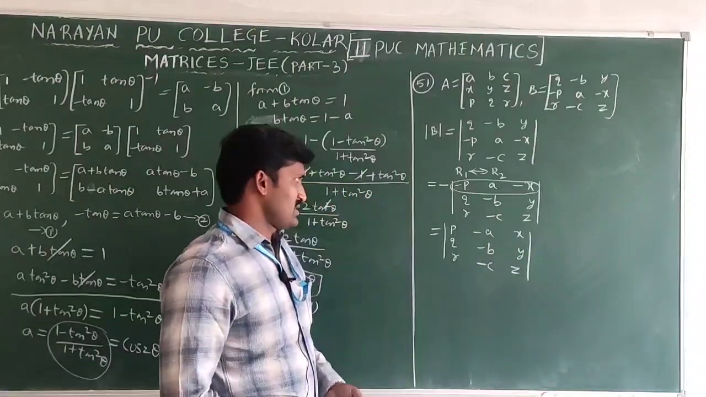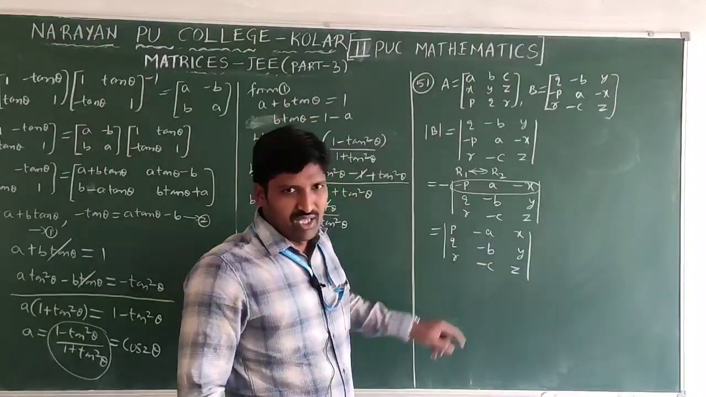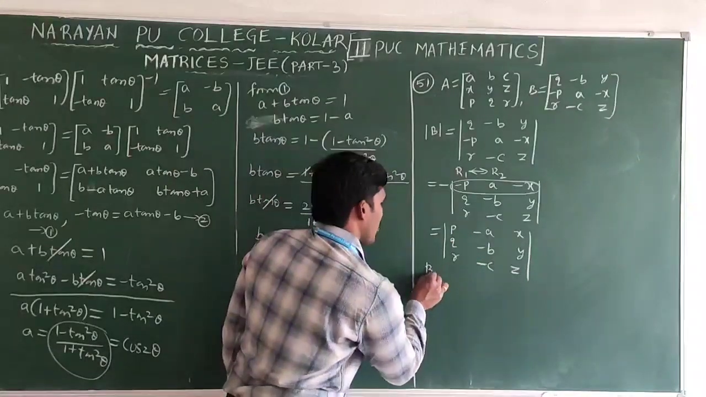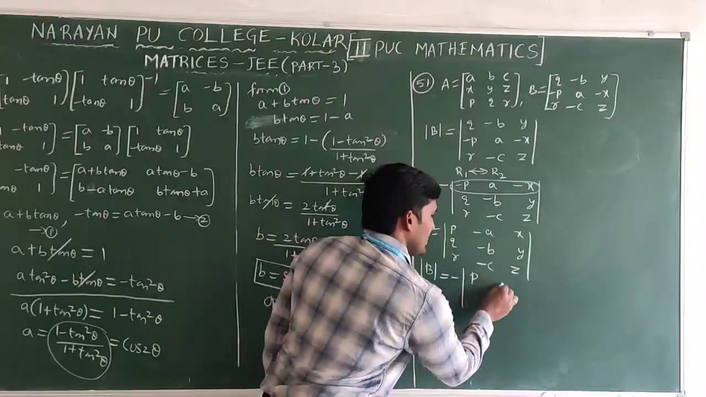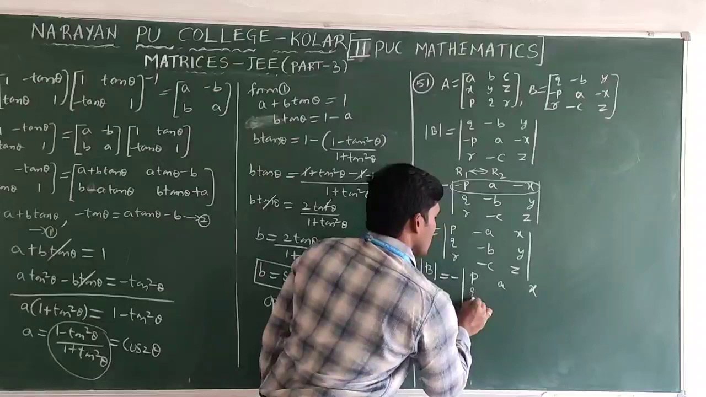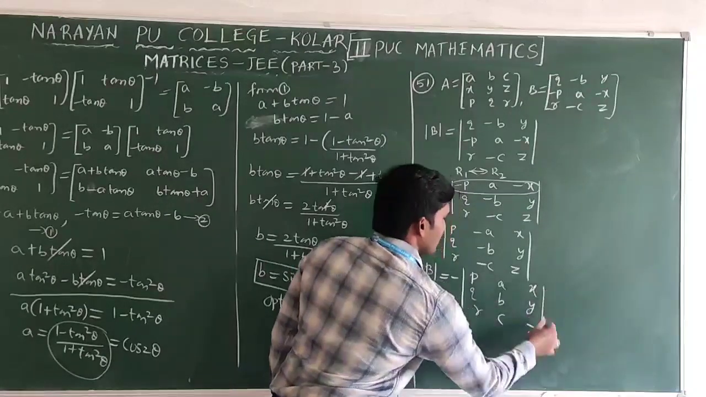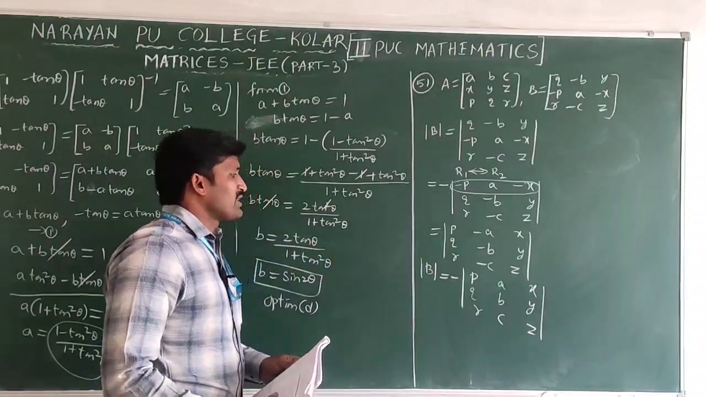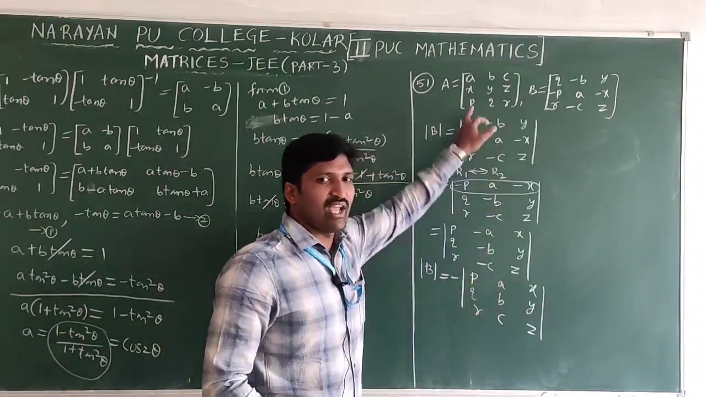Now from this, if you take a minus common from which column? Second column. From the second column if you take it, what do you get? Det B equal to minus of det of P A X, Q B Y, R C Z. Now apply transpose for this. The value of these two is the same, det of A and det of B.